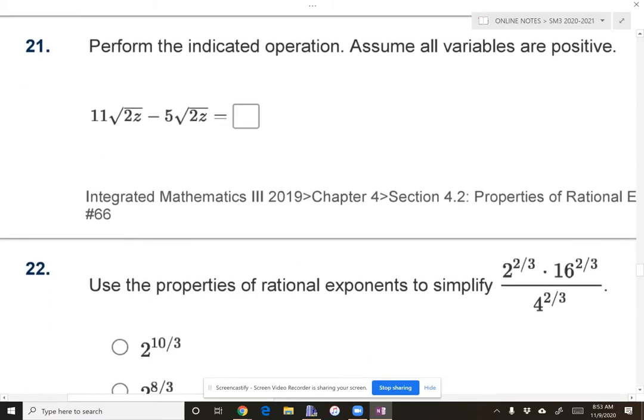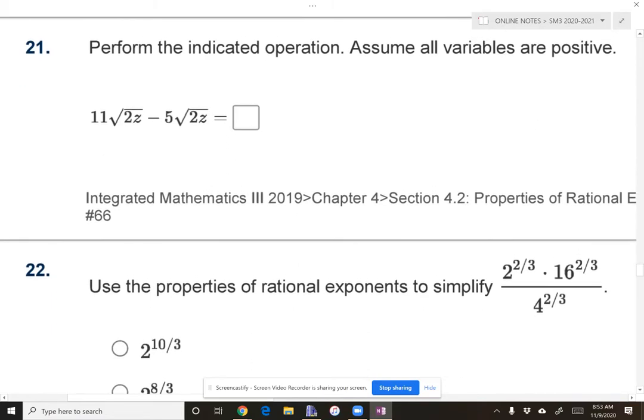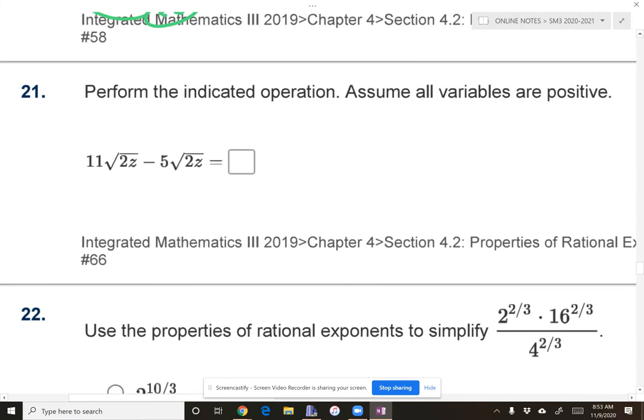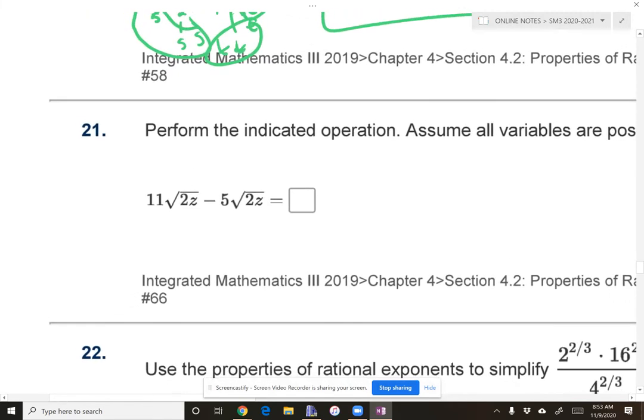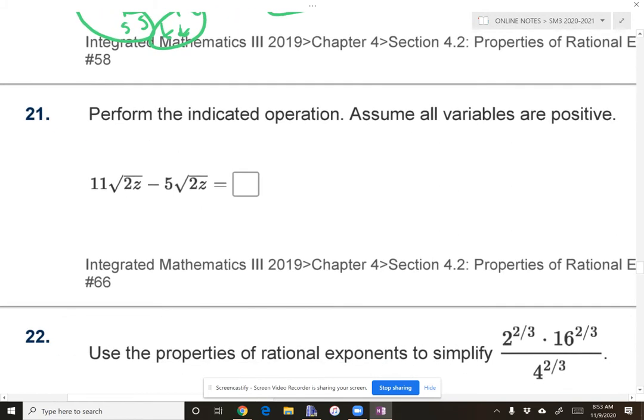Okay, here we go. The last section, numbers 21 through 30. Same concepts as before. These problems get a little bit more messy, but the concepts are still the same. So, just look at 21 at the moment. It says perform the indicated operation. Assume all variables are positive.